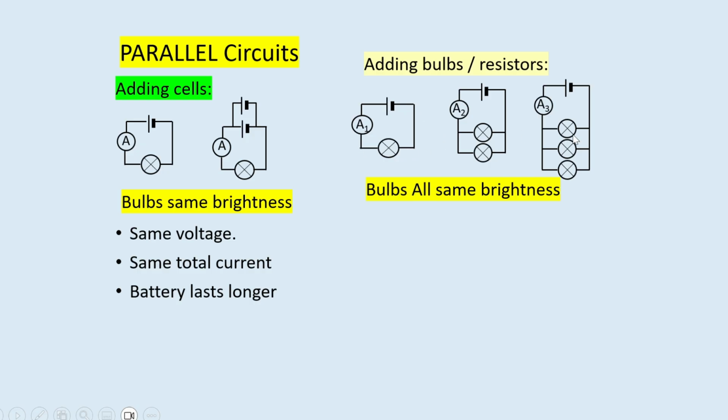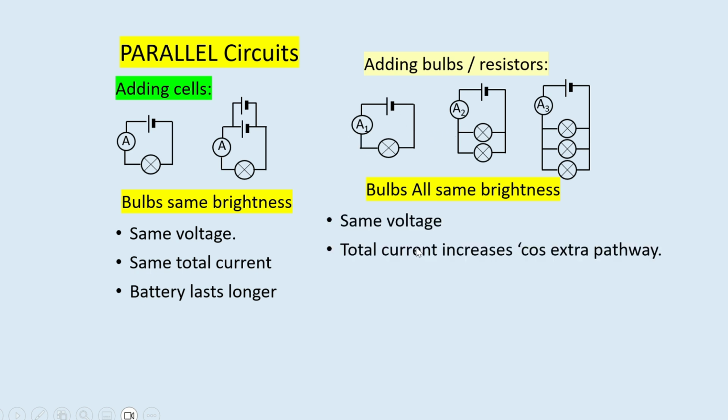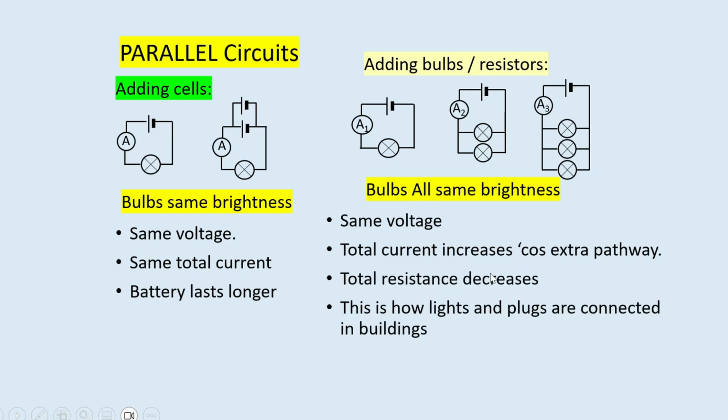Remember the doors in the hall? Now we have 3 doors letting people out, so 3 times as many people can walk out of the hall at one time compared to this circuit. Same voltage, but the total current increases because of these additional pathways. The total resistance decreases. And this is how lights and plugs are connected in buildings.